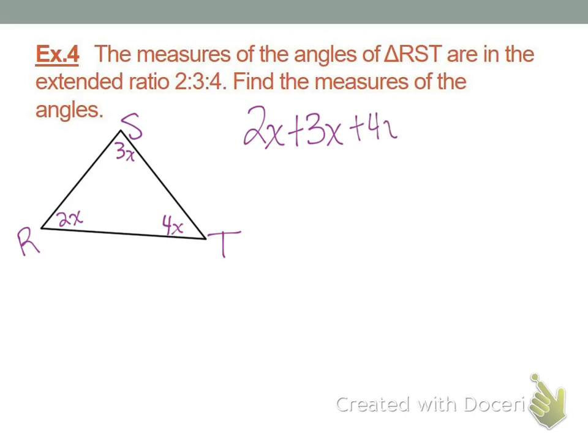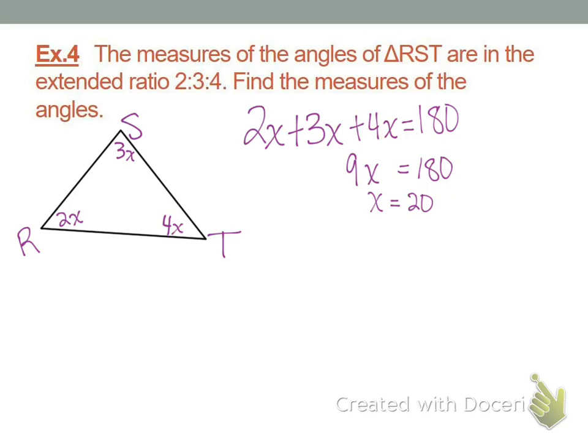2x plus 3x plus 4x equals 180. To solve it, we combine our like terms. How many x's do we have? 9. Well, 3 different x terms, but add them together, we have 9x equals 180. So x equals 20. Questions about how we got there? Are we done? No, the question didn't say find x. It said find the measures of the angles.